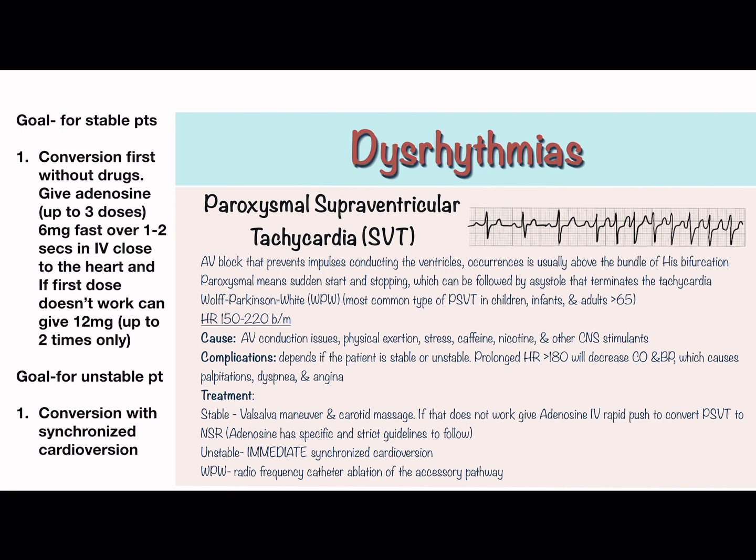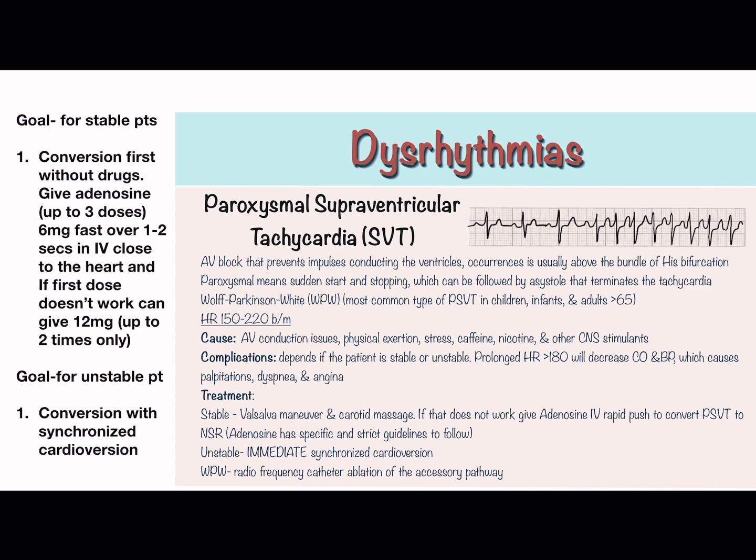We have to push it very fast, usually over 1 to 2 seconds, and we are putting it into the IV closest to the heart. We are rapidly pushing 6 milligrams as the first dose, and then we follow it by slamming 10 cc's of normal saline right behind it, because we want to get that drug to the heart as fast as possible. Then we need to have the crash cart by them because we're stopping the heart. We are trying to reset this. And if that doesn't work, we can use up to 2 more doses, up to 12 milligrams. But again, we have the crash cart beside us because it's scary.